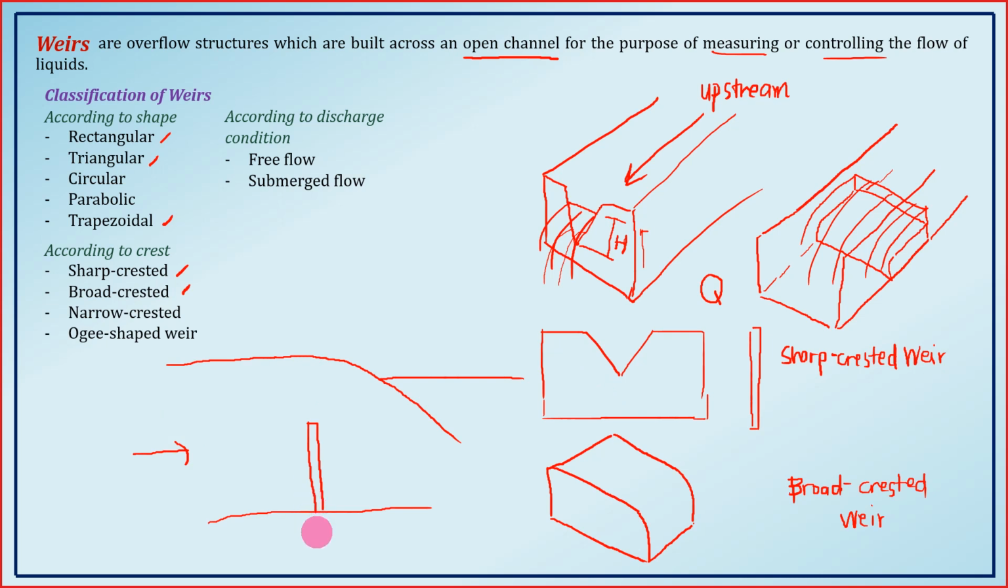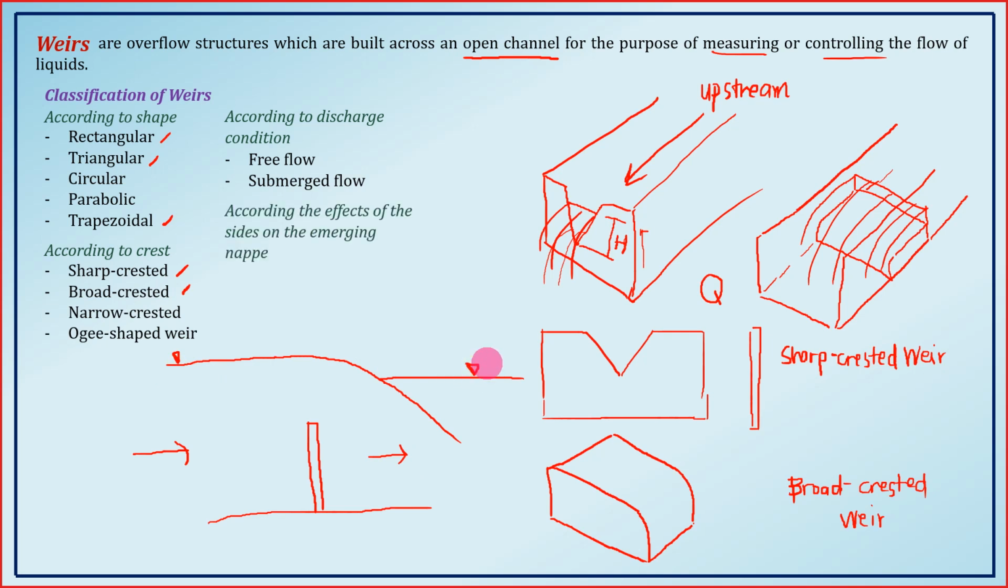So, here, in the sample, we have a submerged flow. Nakalubog both sides yung ating weir. Submerged siya dito sa upstream, submerged din sa downstream. Yan yung mga liquid surface natin.